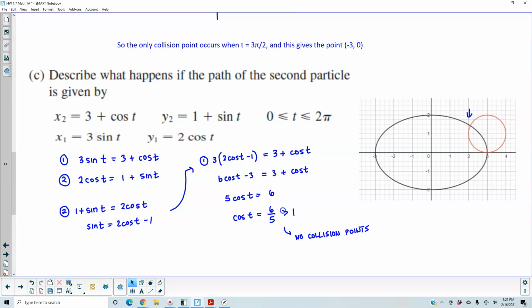But we do still have 2 points of intersection.